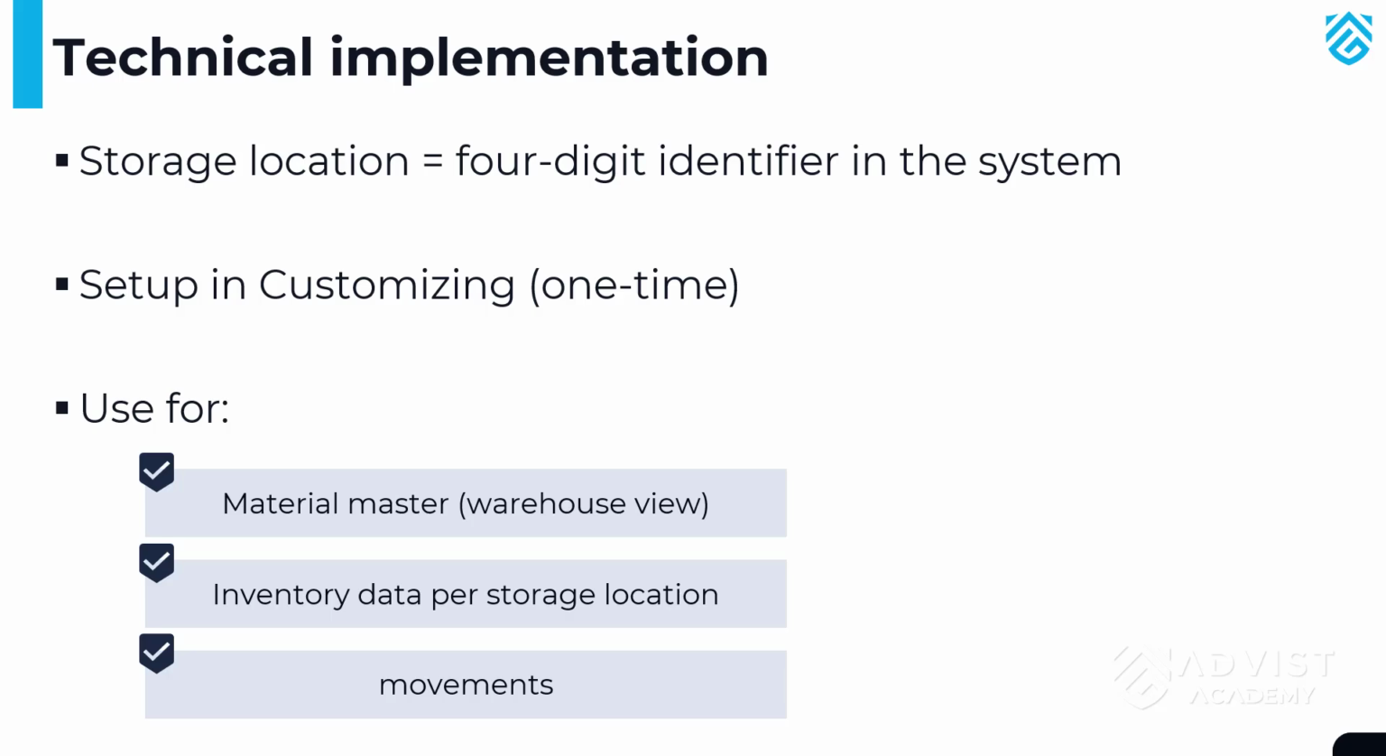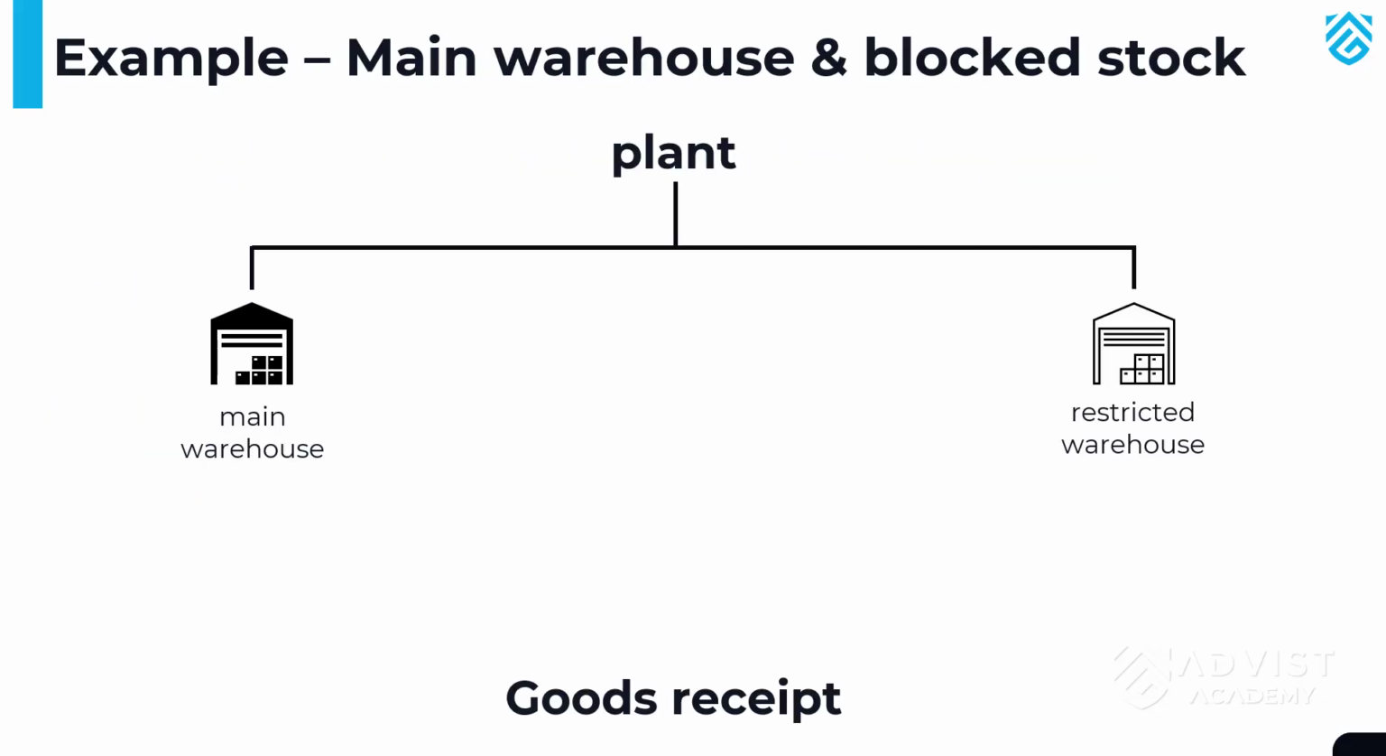Technically, the storage location is represented by a 4-digit identifier in the system. This identifier is created once in customizing and can then be used for materials and movements. In the Material Master, there is a storage view for this purpose, in which stock data and movements are maintained for each storage location.